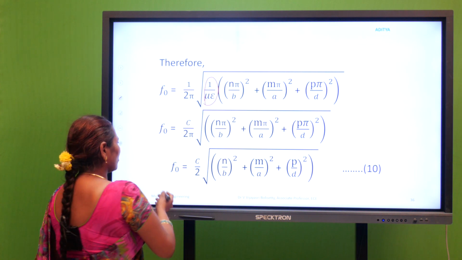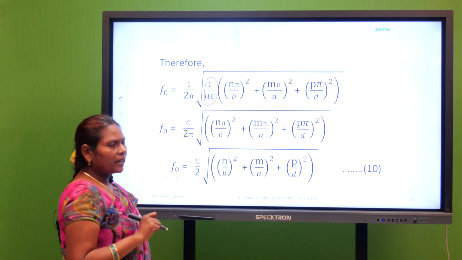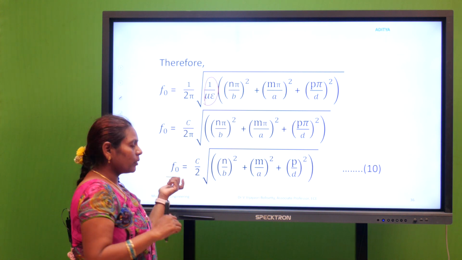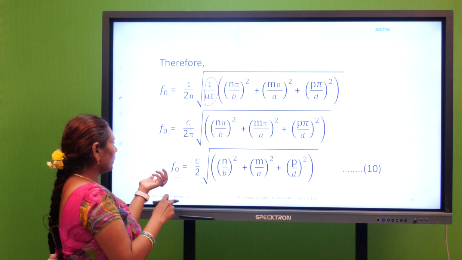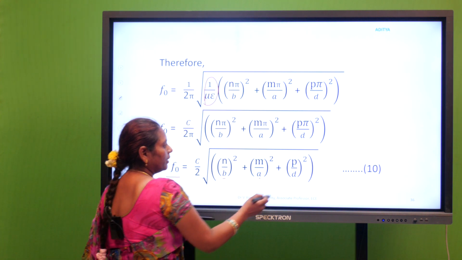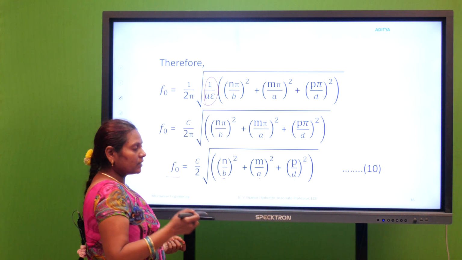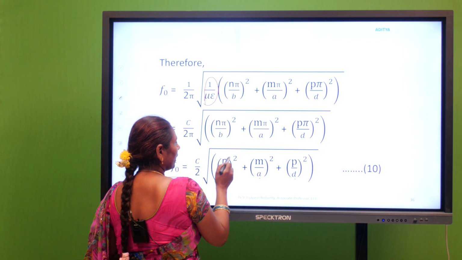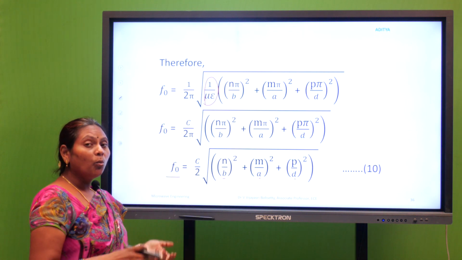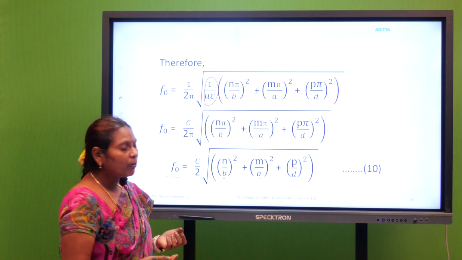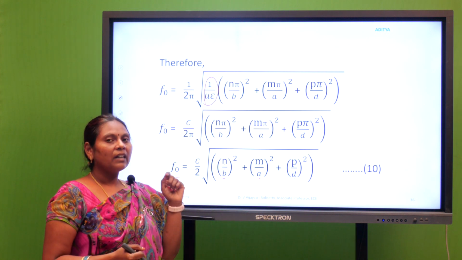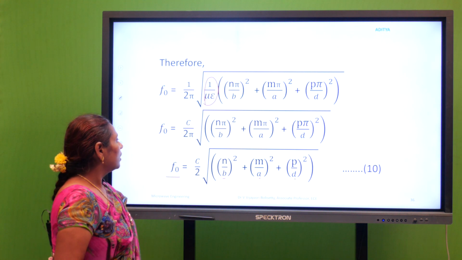Okay, so this is the resonant frequency of the rectangular cavity. As we have seen earlier, this f naught is a function of a, b, d. Also it is a function of m, n, p. So m, n, p represent the mode that is propagating through the rectangular waveguide, and a, b, d represent the dimensions of the rectangular cavity.